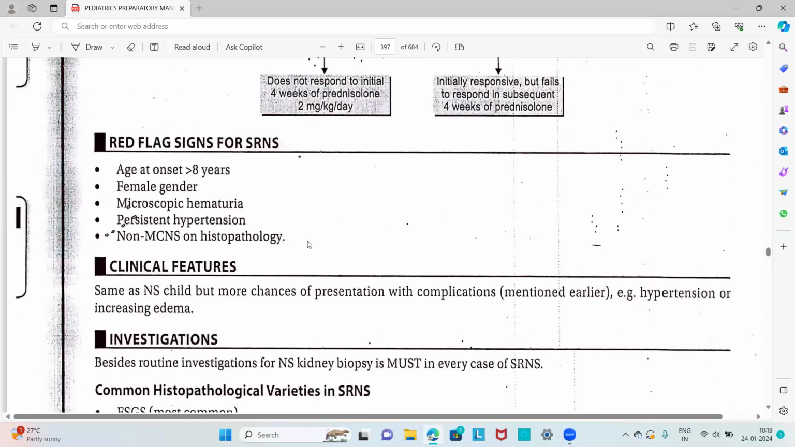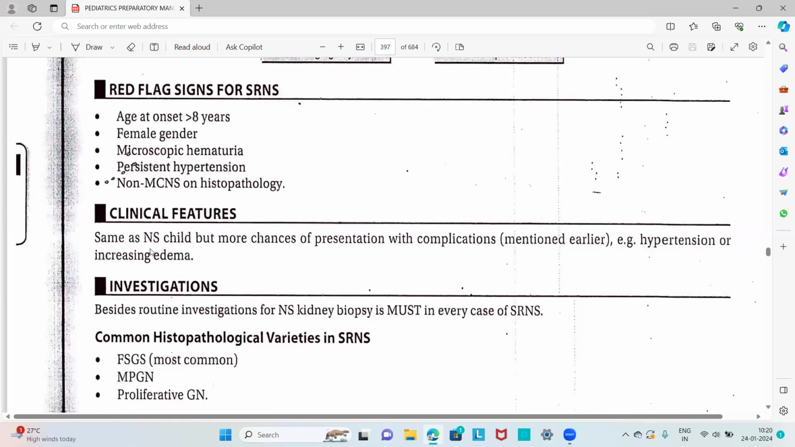Then these are the red flag signs for steroid-resistant nephrotic syndrome: age at onset greater than 8 years, female gender, microscopic hematuria, persistent hypertension, and non-minimal change nephrotic syndrome on histopathology. Then about the clinical features, it is the same as in the nephrotic syndrome child, but there are more chances of presentation with complications, for example, hypertension or increasing edema.